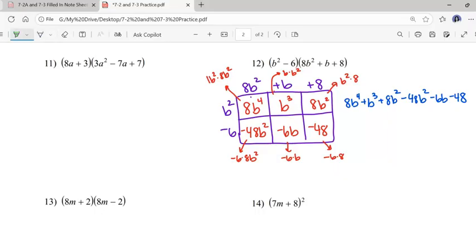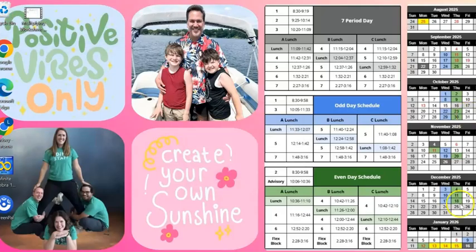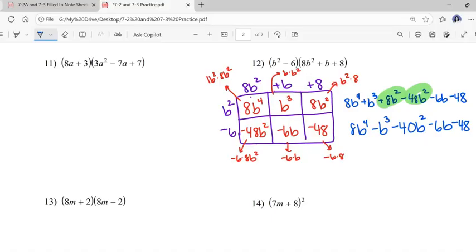So in this case, I have a little bit less than I did in the last one. I have an 8b squared and a negative 48b squared. Those are the only two things I can combine together. So the 8b to the 4th is going to stay. The minus b to the 3rd is going to stay. I'm going to get minus 40b to the 2nd, minus 6b, and minus 48. So you want to be mindful that sometimes you'll be combining together quite a few things, and sometimes you will not be.